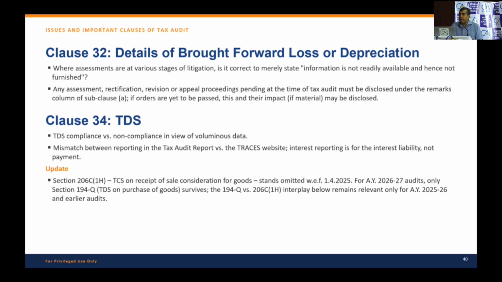Clause 34 again, a cumbersome exercise as we discussed for other clauses, but we are used to that exercise now as well. One important thing here which we did discuss earlier was removal of section 206C TCS. So now 194Q will have an important role here. So that is something which one should keep in mind.